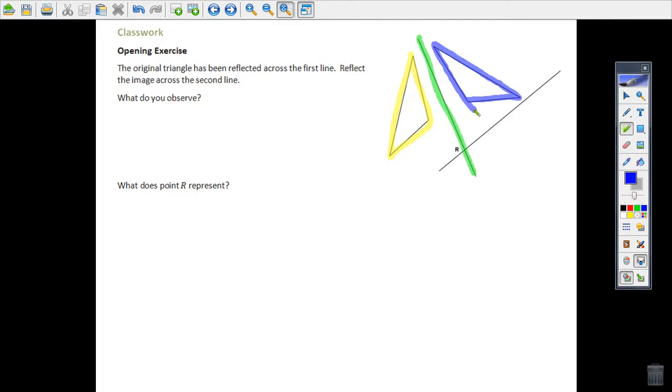Your job is going to be to take that blue figure and to reflect it across this red line.